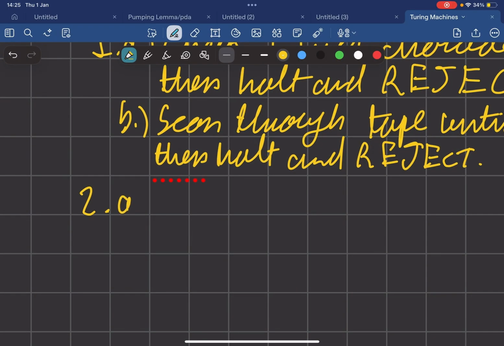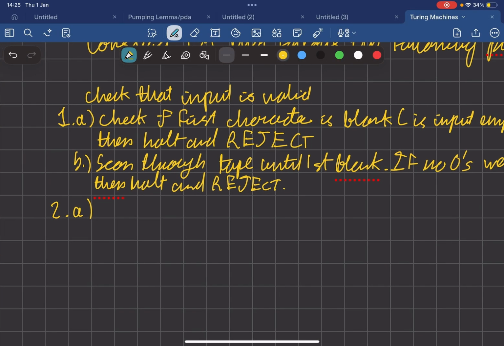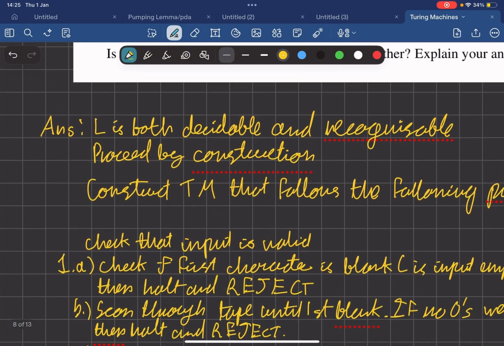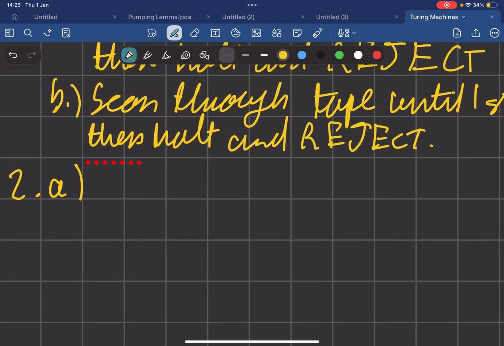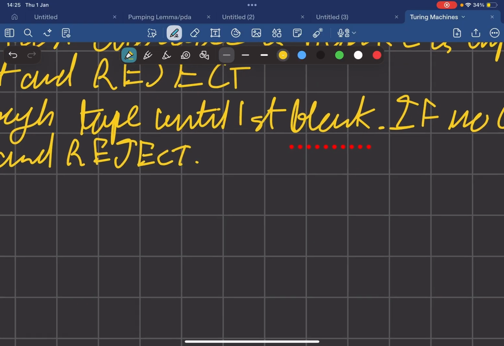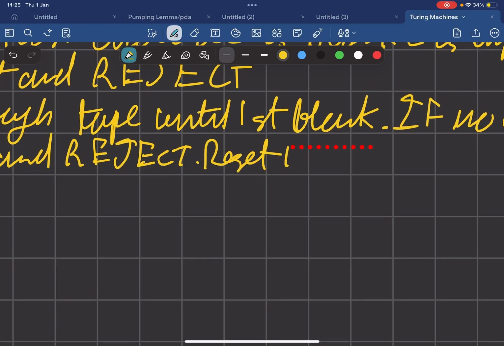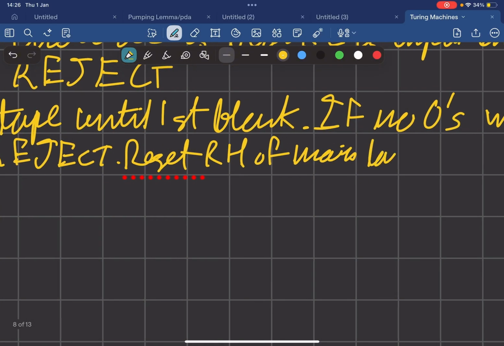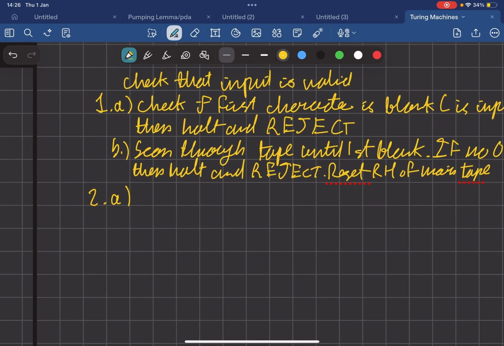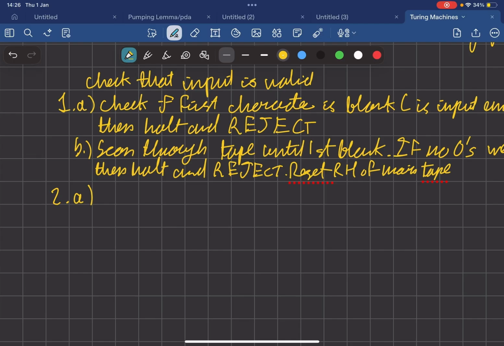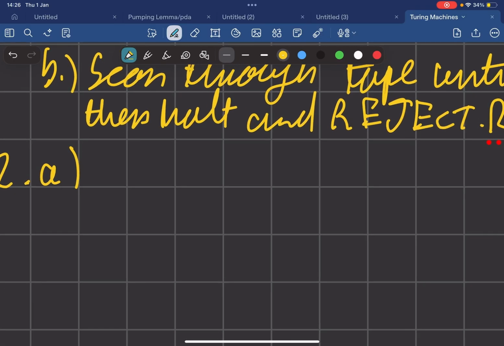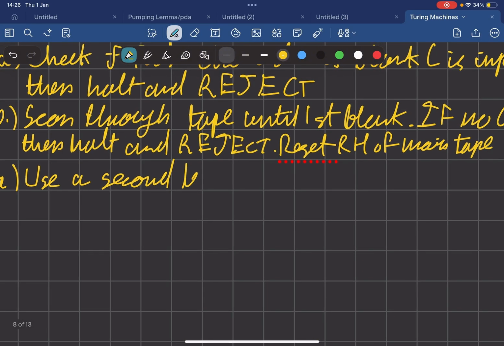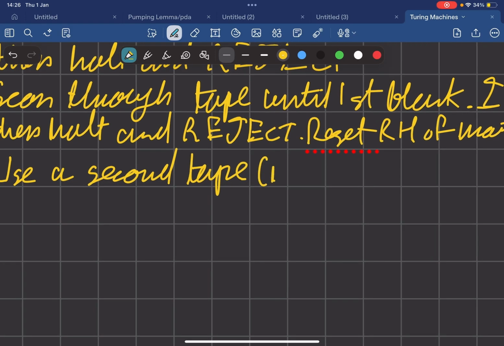Now we move on to the part where we do this repeated subtraction stuff. So as mentioned before, oh wait, let me just say that we reset the read head. So as mentioned before, it would be really nice if we could just copy over the zeros and ones onto separate tapes. So let's do that. So use a second tape, and therefore we're using a multi-tape Turing machine.